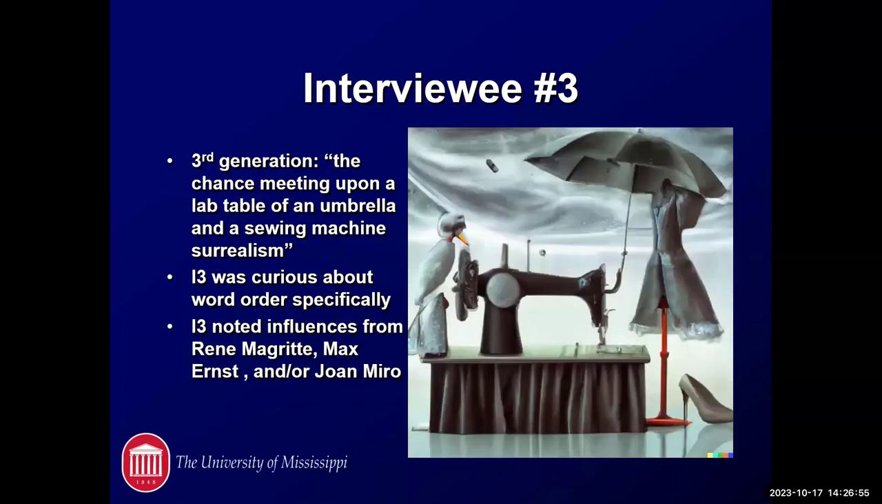And interviewee number 3's final generation was this one here, which moved surrealism from the beginning to the end. They were particularly curious about what difference the word order would make. And as you can see, adding surrealism at the end seems to have resulted in a more classically surrealist image.